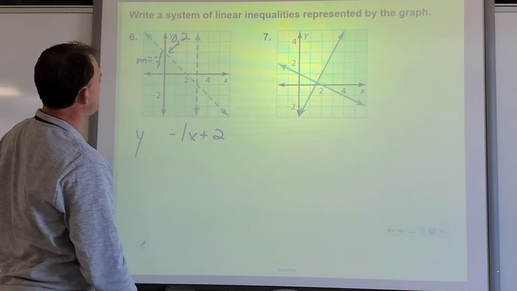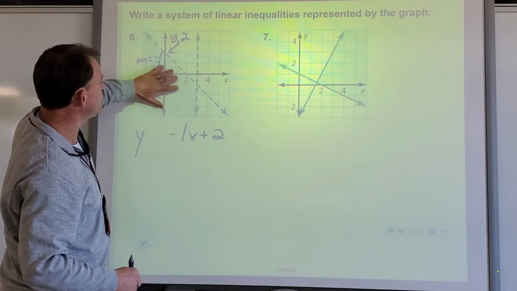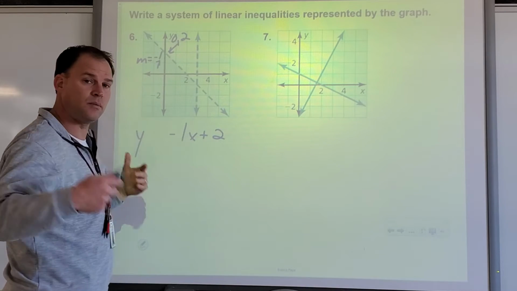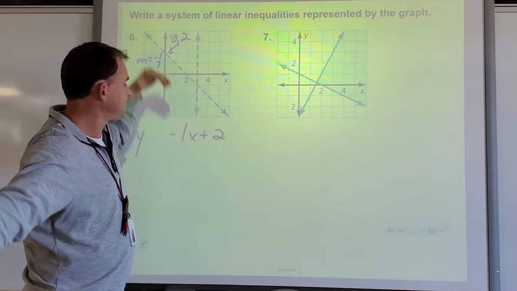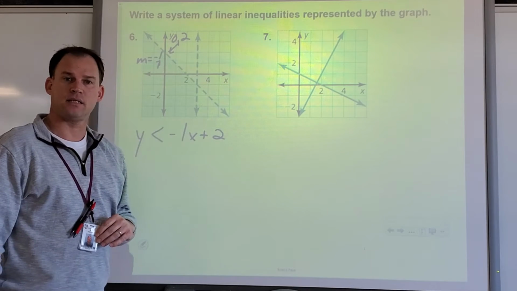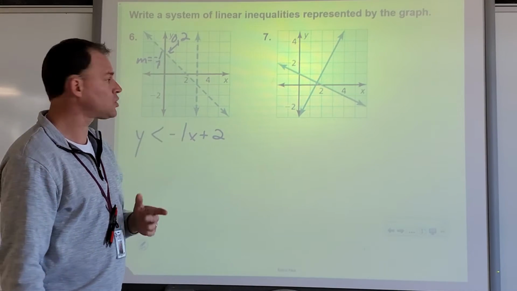And then where's the overlapping? Where's the shaded part? It's a little hard to see, but this is the shaded part. So am I above or below? So what symbol is going to go in here? Dotted line below, that's a less than sign. All right?